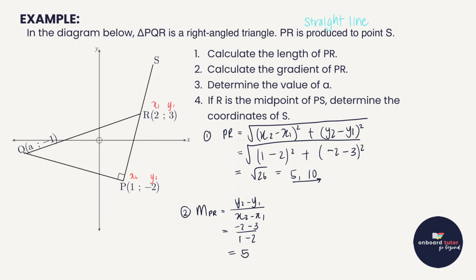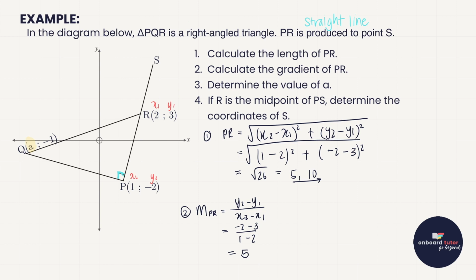Now next up they want us to determine the value of a. So if you look closely, a is the x-coordinate of the point Q over there. Alright, and so what we need to do is figure out how exactly we would do that. And something we haven't used yet is the fact that these lines are perpendicular. And what do we know about straight lines that are perpendicular to each other? We know that if we multiply their gradients, the answer should be minus 1.